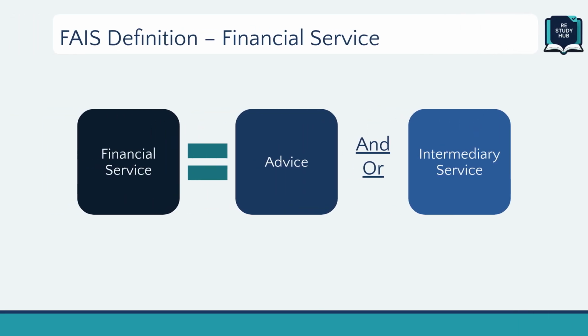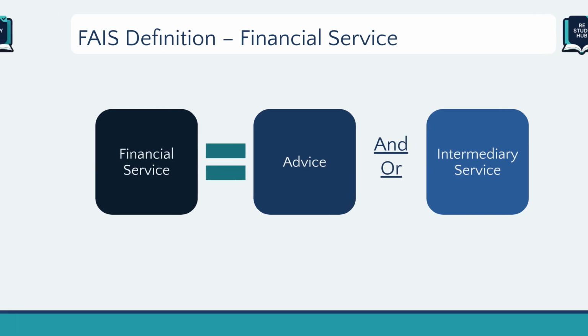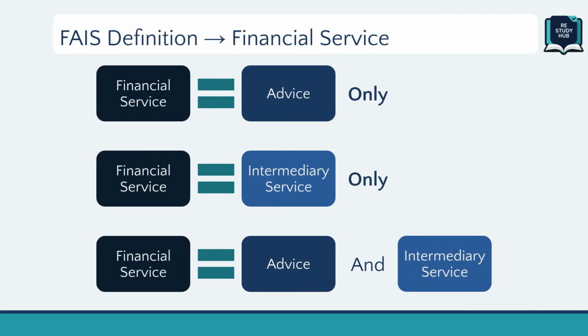Now, the first element we are going to define is a financial service. The FAIS Act defines a financial service as advice and/or an intermediary service. When studying, it is very important to pay attention to the small words, because this is where the practical meaning is found. The key words to take note of here are and/or. In practical terms, this means that if a person provides advice only, the law regards that person as providing a financial service, and the practical consequence is that the person must be authorized as a representative.